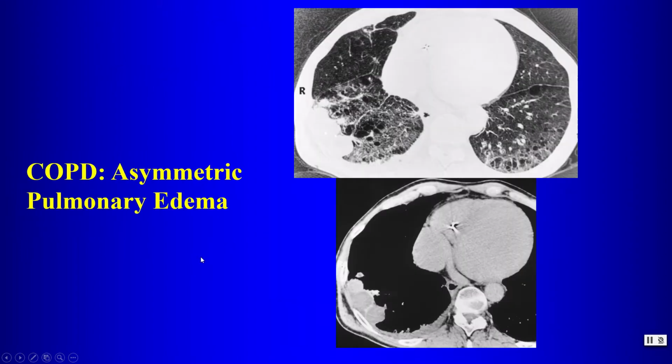We can have asymmetric edema with COPD, because where we have the areas of COPD and lung damage, we don't see edema. So you can see the ground glass here kind of asymmetrically distributed in this patient. This patient also has lung cancer that you can see there.